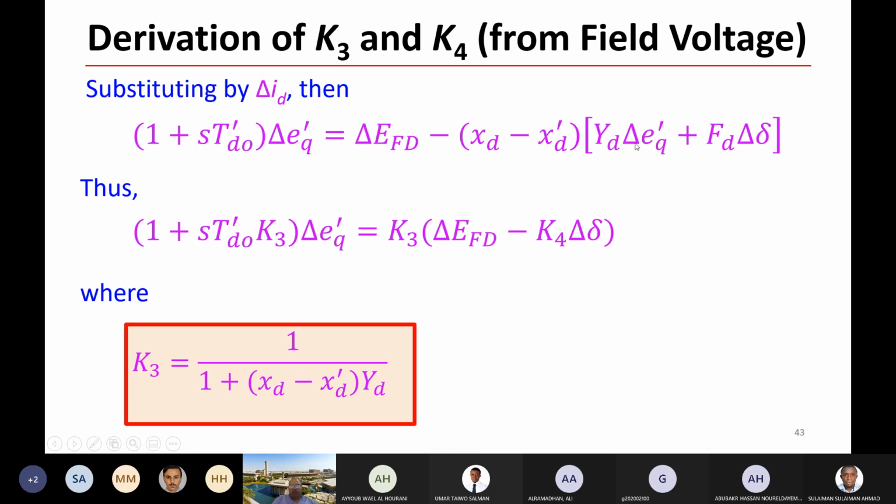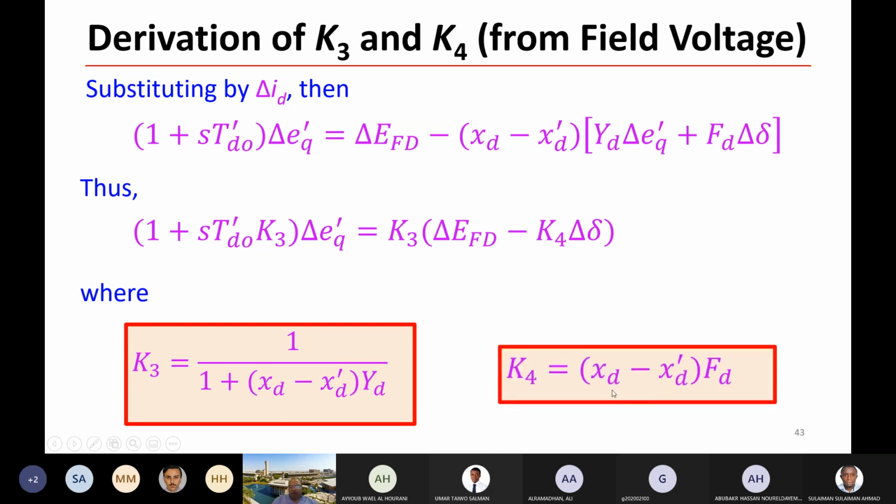So you can combine this as K. And of course, we have here delta EQ prime. We will bring it to this side, and we can define a K3 here, and we can define also K4. This is the state. So K3 equal to this, and K4 equal to this. And all these are constants. FAD maybe depends on the initial conditions, but it is constant if we linearize around a certain operating condition. So this is K3 and K4 from the EQ prime equation. Any question?